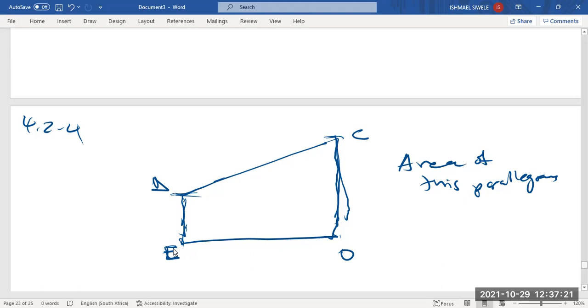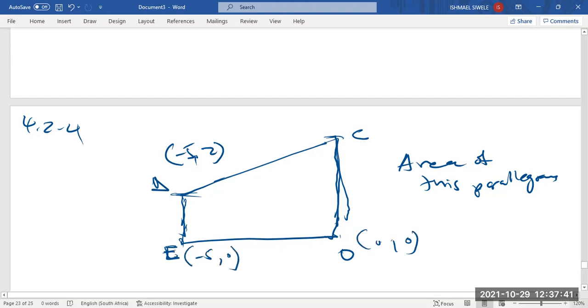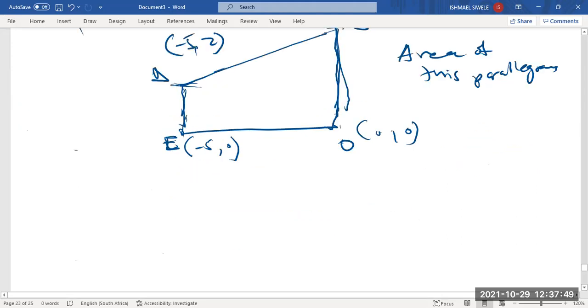So do we have everything that we need? We have seen that this is -5, 2, and then this point here is -5 and 0. Then this one is just 0, 0, and then point C. I don't think we did calculate point C. First thing first, let's find point C here, because we can't go anywhere without having point C.